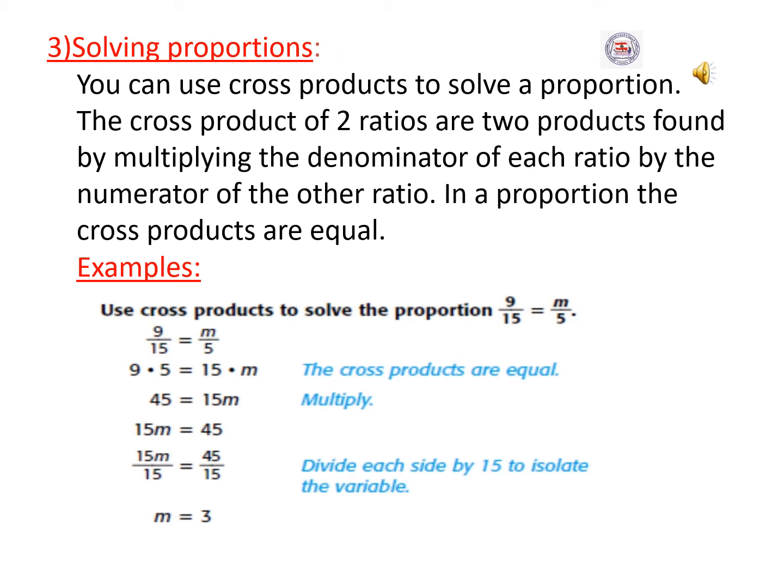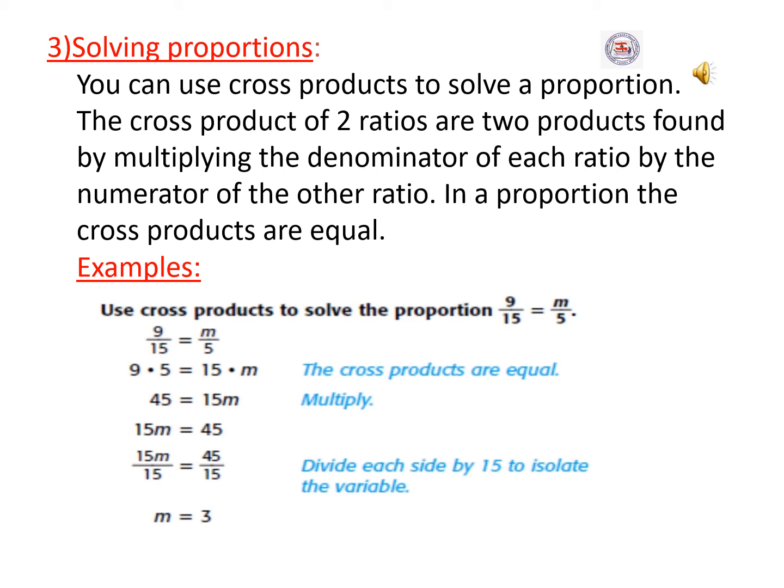Solving proportions. You can use cross products to solve a proportion. The cross product of two ratios are two products found by multiplying the denominator of each ratio by the numerator of the other ratio. In a proportion, the cross products are equal. Let's do a couple of examples.